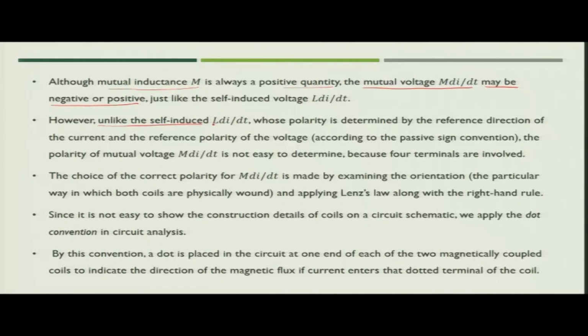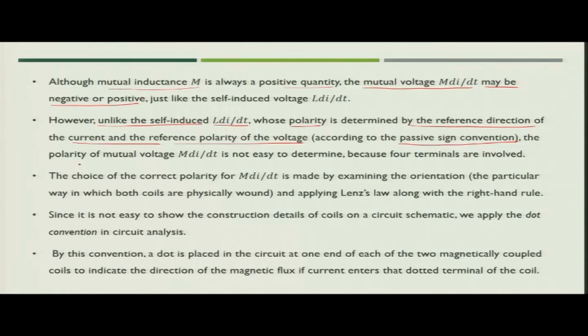Unlike the self induced L di by dt, because for L di by dt you can find out the polarity. How? You will determine the polarity by the reference direction of the current and reference polarity of the voltage. If you remember, we discussed the passive sign convention in our first week. So, you can use that discussion to find out the polarity in case you have self induced voltage, that is L di by dt.